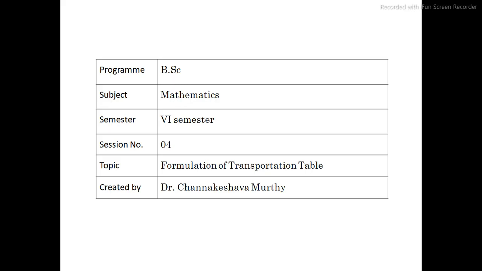Welcome to the LMS system. The program is for BSc students. Subject: mathematics. Semester: 6th semester. The title of the paper is transportation problem and assignment problems. The session number is 4. The topic for this session is formation of transportation table.